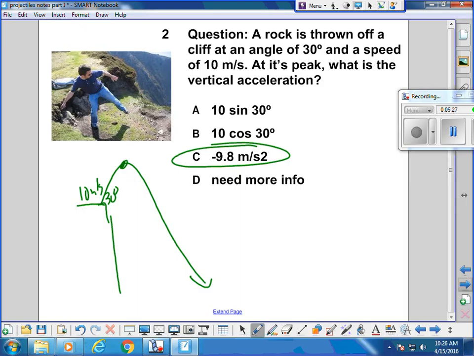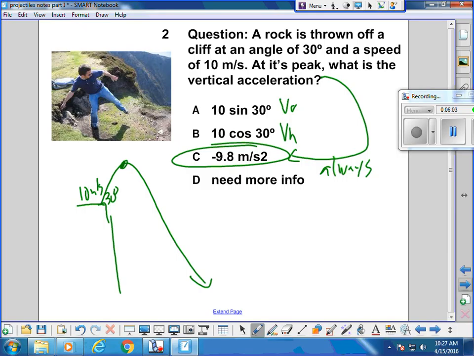Yeah, this 10 sine 30 would be the vertical component, and 10 cos 30 would be the horizontal component, right? The vertical acceleration is always minus 9.8. I very rarely use the word always because it gets me in trouble. Because if you say always and then it doesn't turn out to be always, then you always said it was always, right? But the vertical acceleration is always minus 9.8.